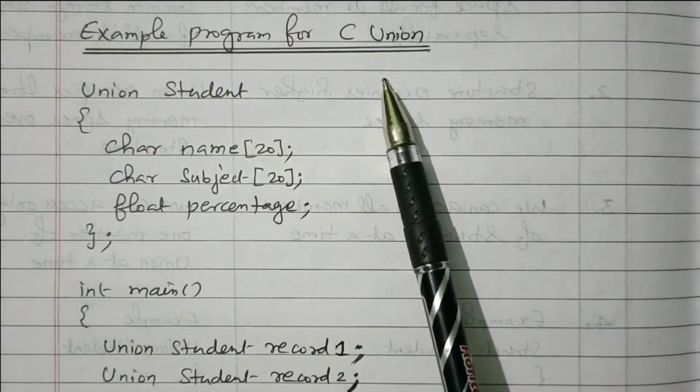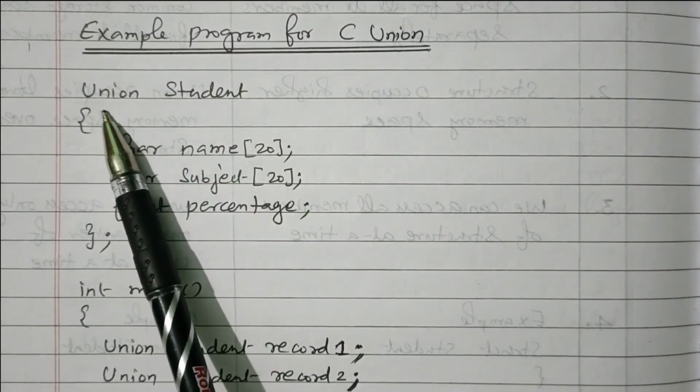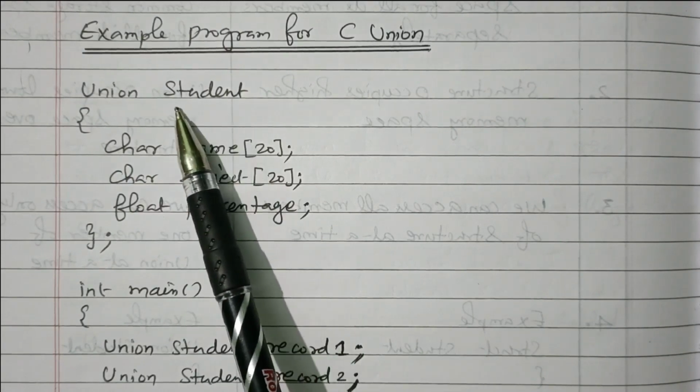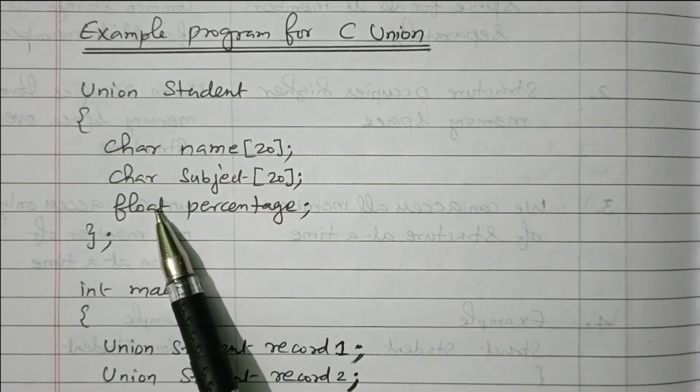Example program for C using union. First we'll create the union. Union is the keyword. The union name is student. We are creating the union for student. Then open the brace. We can declare the variables here.